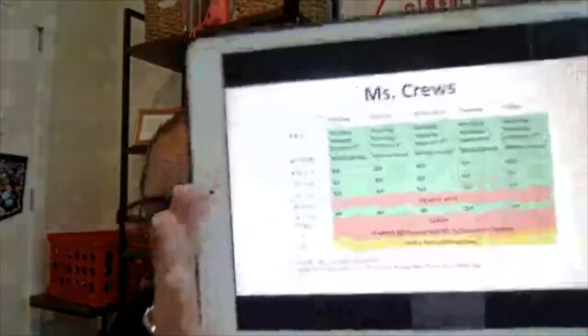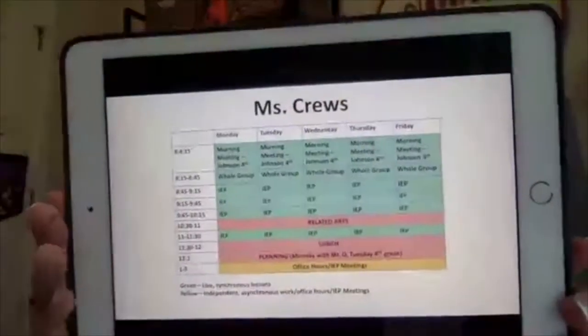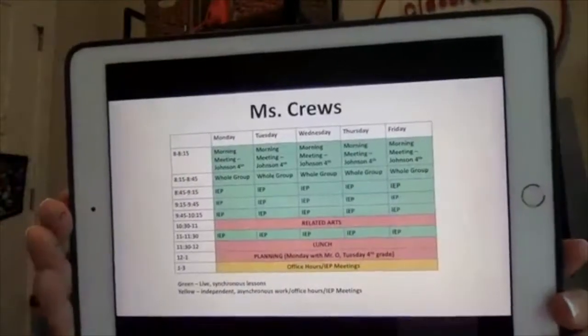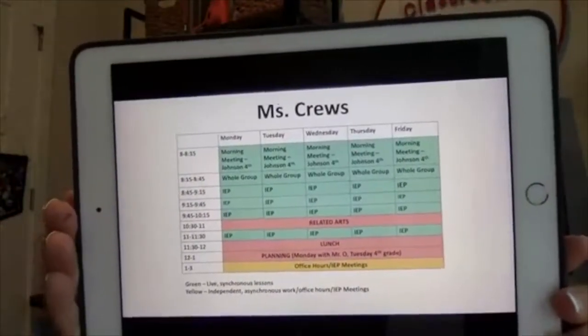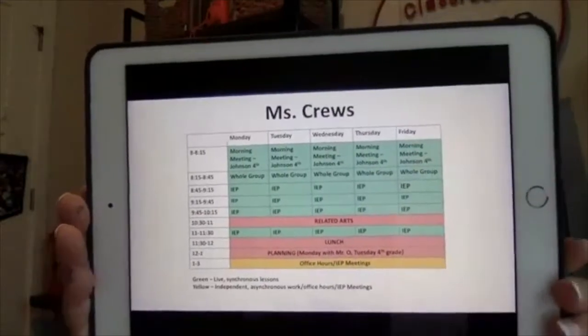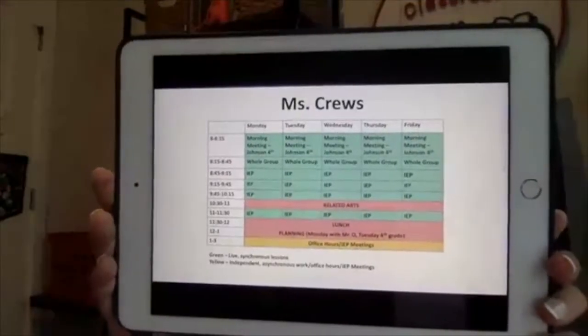instruction from the para. So then in terms of my sample schedules for me, this is much, much clearer. You can see that I attend a morning meeting with the 4th grade first thing, then I have my whole group, and then you see there's 4 spots there that say IEP, and that's my one-on-one time with my students. When the students have related arts and lunch, that is time for me to plan asynchronous lessons and do things that I need to do and to eat my lunch.